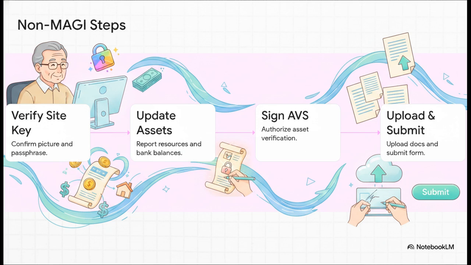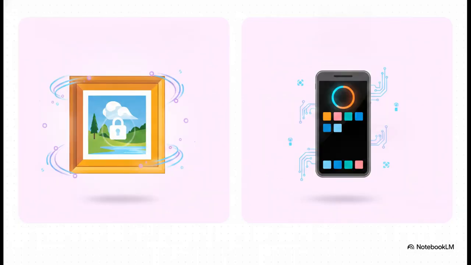The third and literally absolutely mandatory step is signing the Asset Verification System, or AVS, authorization. This legally allows the state to check with financial institutions to cross-reference your assets. Finally, upload your supporting documents, including a qualified income trust if your income requires one, sign it electronically, and submit. Security is a huge deal here, as it should be with your health information.